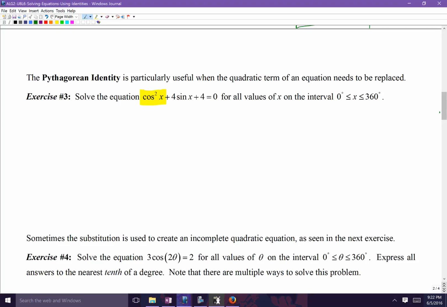So I know sine squared x plus cosine squared x equals 1. Well, I also remembered before that if possible, I want my equation to either have all sines or all cosines. So I can rewrite cosine squared x. So if I solve this Pythagorean identity for the cosine squared of x, I get cosine squared x equals 1 minus sine squared x. So I'm going to replace that highlighted cosine squared x with 1 minus sine squared x.